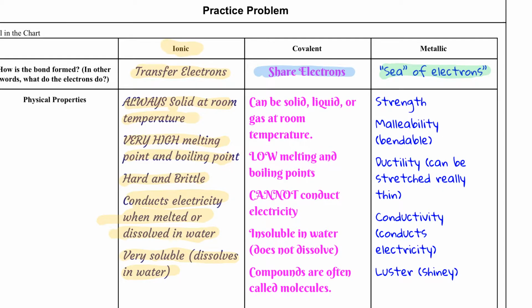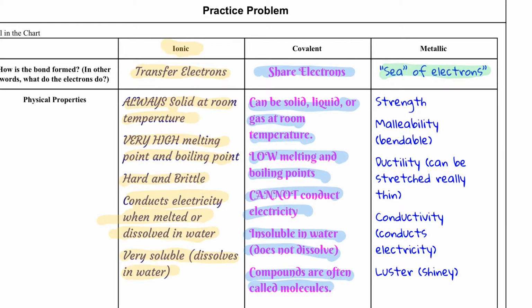Okay? So covalent bonds, their physical properties can be solid, liquid, or gas at room temperature. They have low melting and boiling points. They cannot conduct electricity, which is really good if you think about gasoline, which is a covalent molecule. And I'm very thankful that gasoline cannot conduct electricity. They are insoluble in water. Think about when you have oil and water, they do not mix. And compounds are often called molecules.